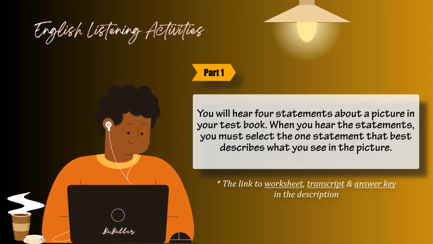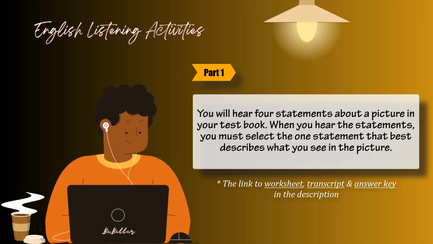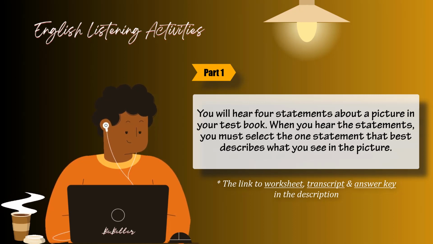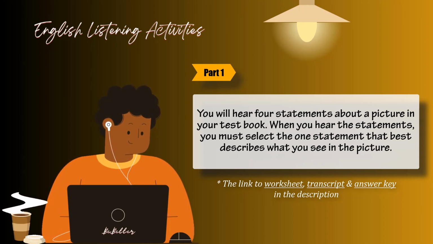Number 5. Look at the picture marked number 5 in your test book. A. The woman is helping the man with some paperwork. B. The man is passing some documents to the woman. C. The people are setting up the stand. D. The man is arranging some paperwork.